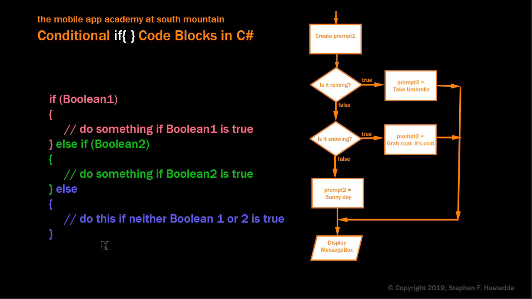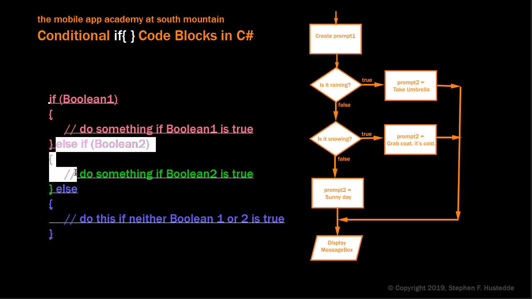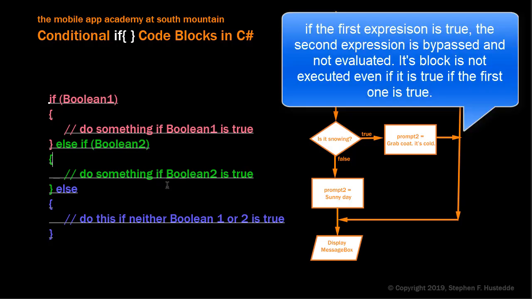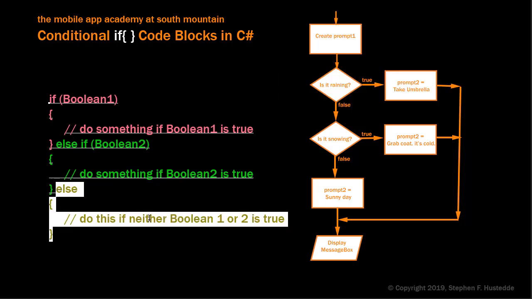Here then is what that conditional if-else structure or code block looks like. We have our if and a Boolean expression in parentheses. And if that Boolean expression evaluates to true, we're going to do something. If, however, that Boolean expression is false, we're going to come down here and hit this code block with our else if. We're going to check a second Boolean expression, and if that one is true, then we're going to do something. And if both of those are false, we're going to hit this else fork. And we're going to do something if neither one of those are true.